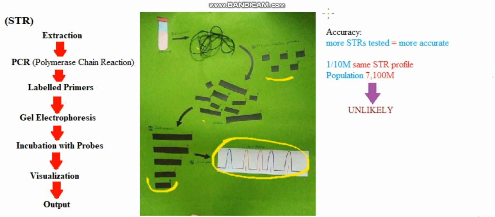As for the accuracy of the method, if more STR sequences are tested, then the results will be more accurate. Now, 1 in 10 million people may have the same STR profile, but as the world population is around 7,100 million, it is very unlikely for two people to have the same STR profile.